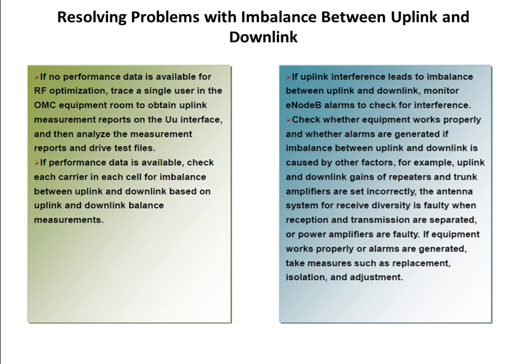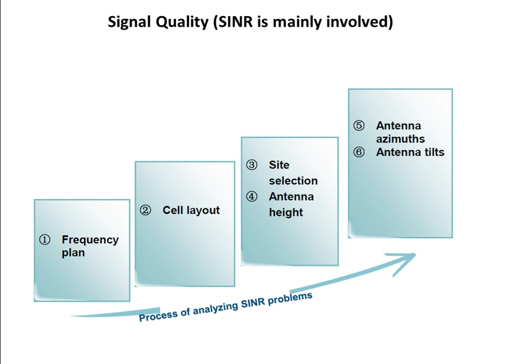In case no performance data is available, we need to put one particular UE on trace, do the drive test, and find out what could be the reason for the uplink downlink imbalance. Or if the uplink interference is very high, in that case the uplink link budget will shrink somewhat. So in that case, we need to see the overall parameter configuration or the performance of the network device like the BTS.